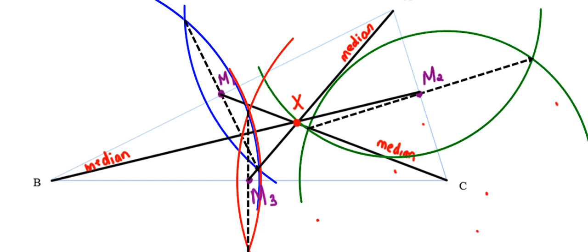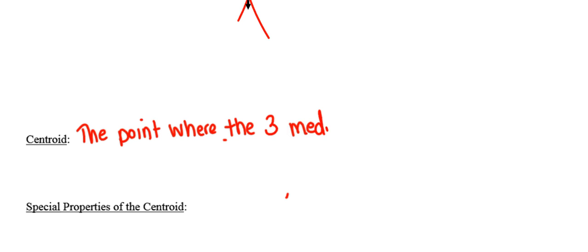And just like we had a special name for the point of concurrency of the perpendicular bisectors, we also have a special name for the point of concurrency of the three medians. The name of the point of concurrency for the three medians is called the centroid. So down at the bottom, I'm going to write: the centroid is the point where the three medians of a triangle intersect.